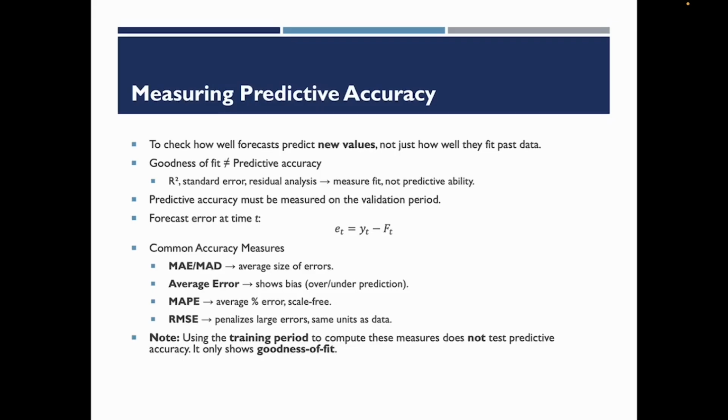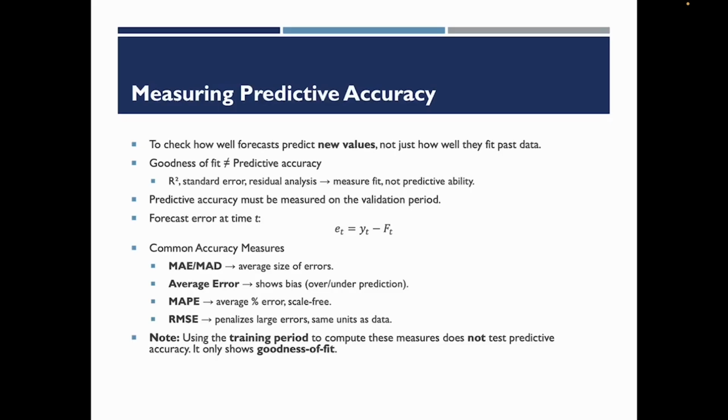Measuring predictive accuracy. When we measure predictive accuracy, we want to see how well the model predicts new values, not how well it just fits past data. That's why goodness of fit is not the same as predictive accuracy. Measures like R-squared or residual analysis show how well the model matches the training data, but they do not tell us much about predicting new cases. To measure predictive accuracy, we always use the validation period because those records were not used in building the model.